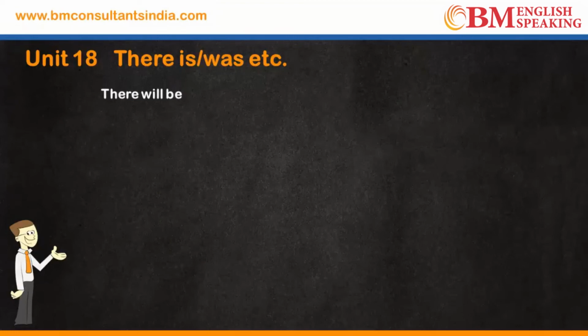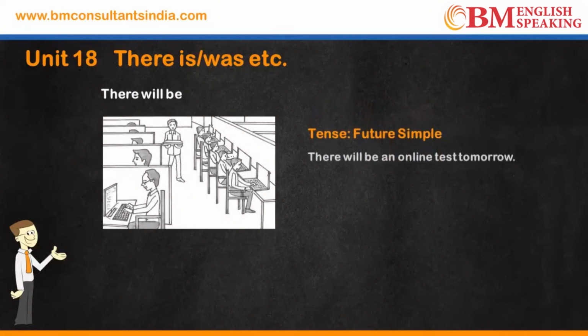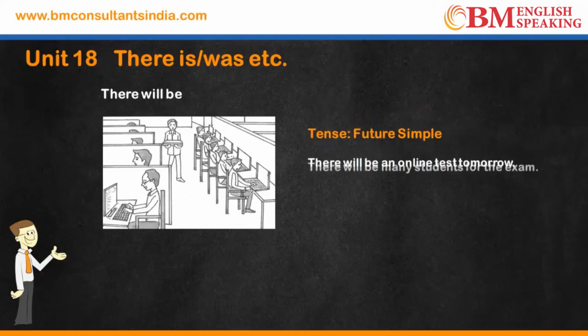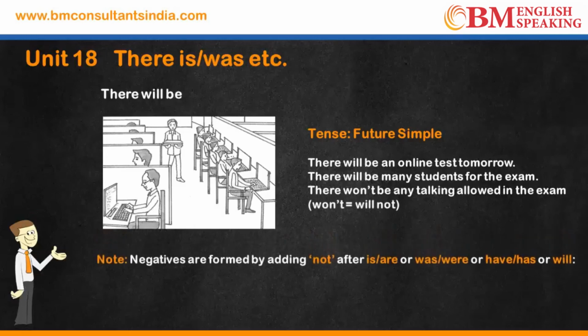Let's look at the usage of there will be. It's future simple tense. There will be an online test tomorrow. There will be many students for the exams. There won't be any talking allowed in the exam. Exam में बातें करना अलाउड नहीं होगा. फ्यूचर सिंपल टेंस, सादा भविष्यकाल. Will not is a short form. The short form of will not is won't.